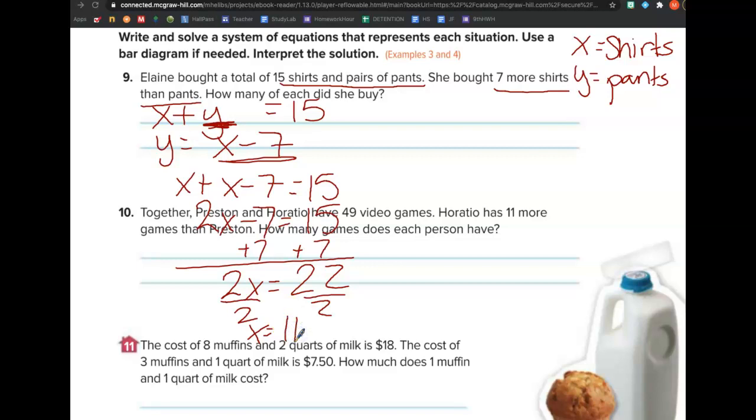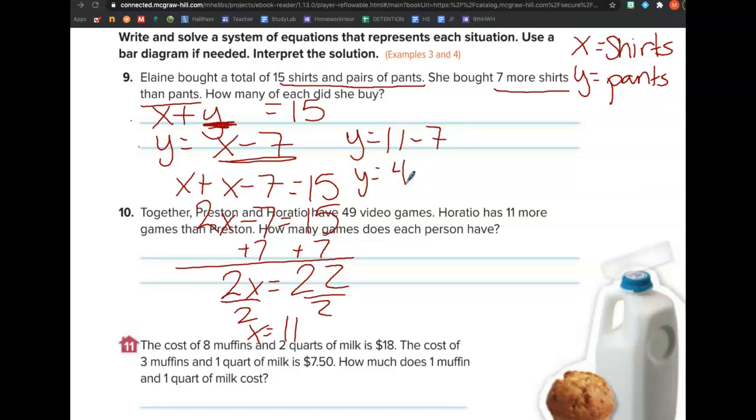Now who do I sub? I sub x, and what do I put in place of x? 11. Which one do you want to use, the top or the bottom? Because what's by itself? Y. What am I going to solve for? So that one's easier. You can use the top, but it's a little more work. So let's sub for the second one. So I have y equals, in place of x I write 11, minus 7. What's 11 minus 7? 4. So y equals 4.